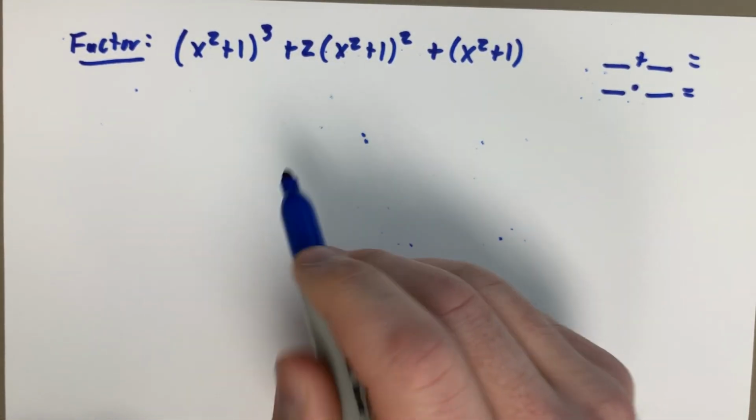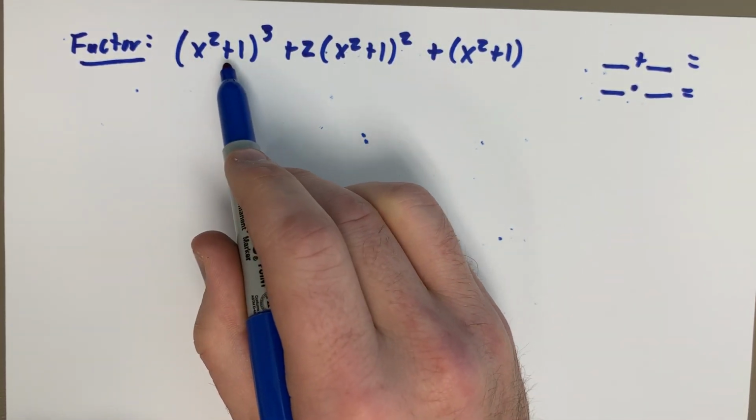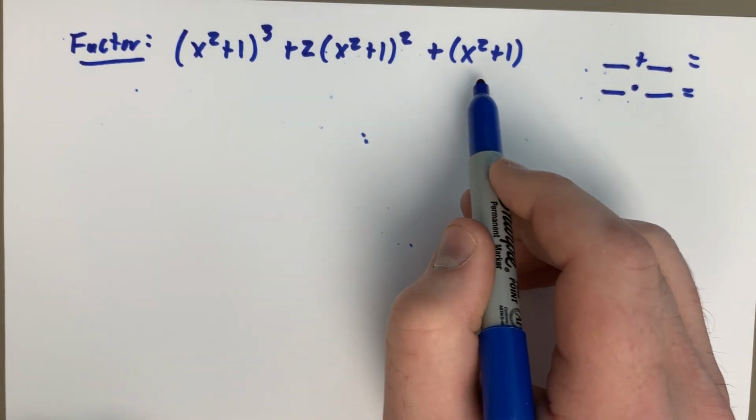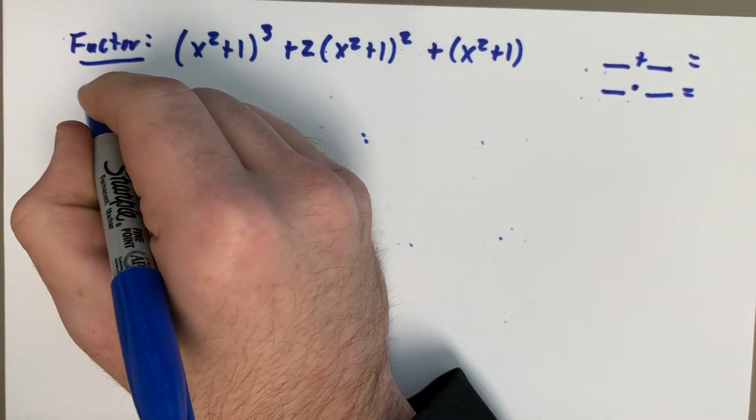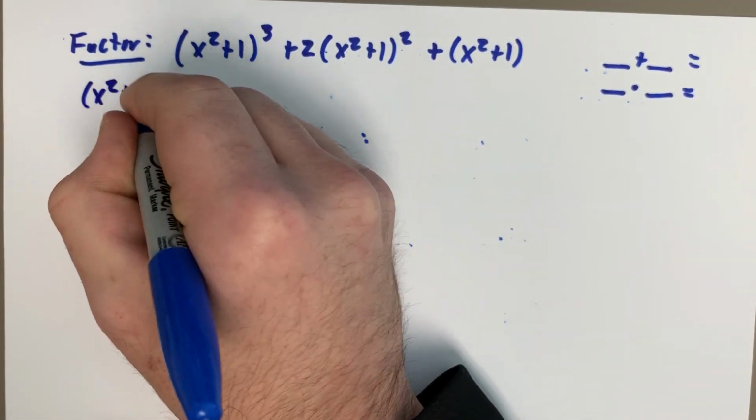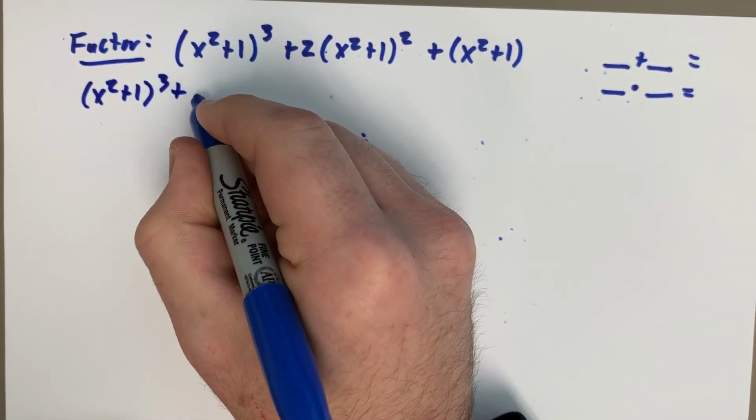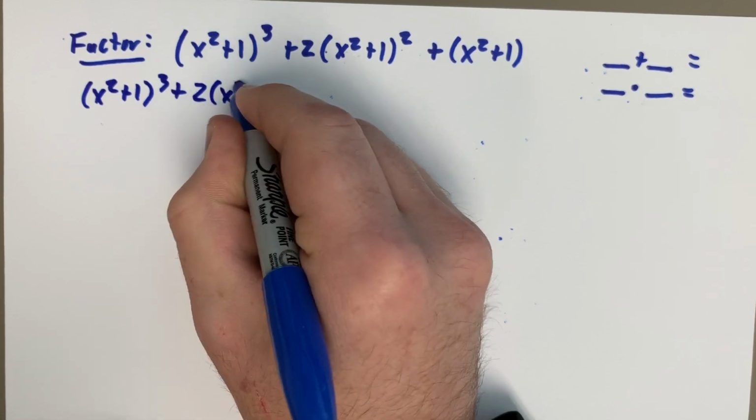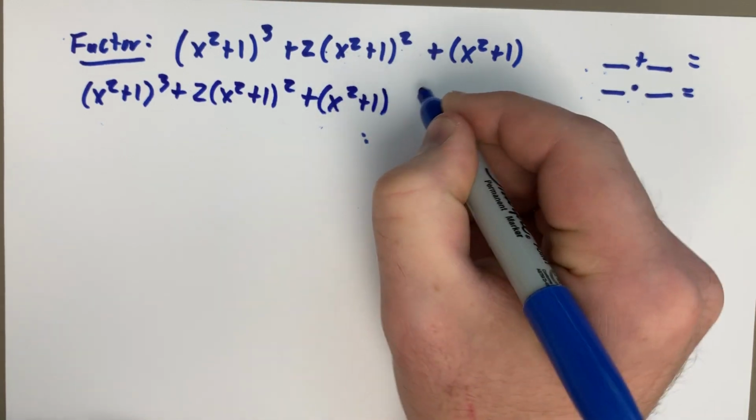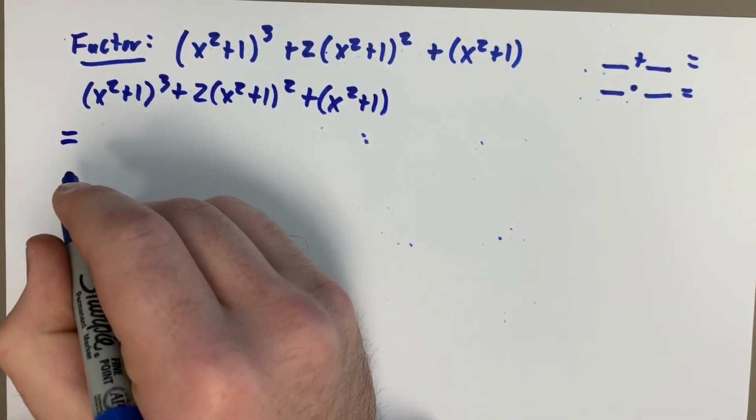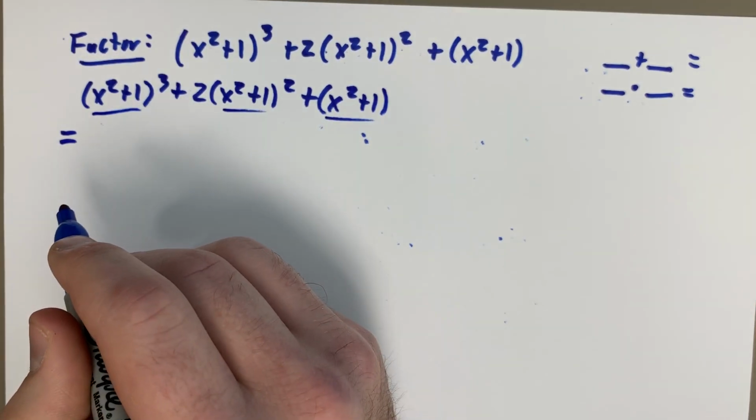Well, we can see that it's almost a quadratic. See, if I were to factor off, say, one of these x squared plus 1s from everything, that would give me a quadratic. So let's first try that. First, rewrite everything, just so your work is consistent. So we have x squared plus 1 cubed plus 2 x squared plus 1 squared plus x squared plus 1. That is equal to, well, we're going to factor off one of these from each term.